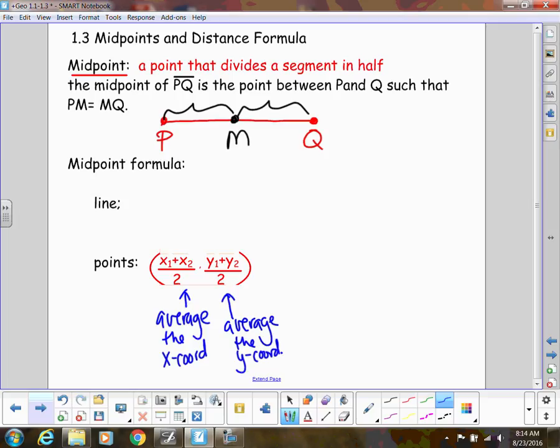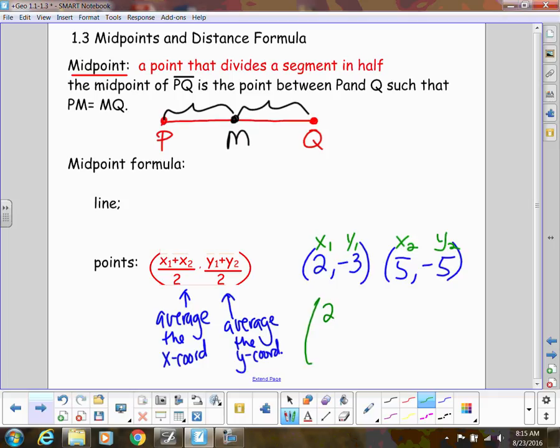Okay, so for example, if I had the coordinates 2, -3, and 5, -5, this would be my x1, y1. This would be my x2, y2. And then I would plug these points into my midpoint formula. So that would be 2 plus 5 divided by 2, comma, -3 plus -5 divided by 2.